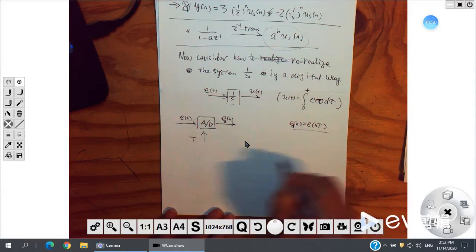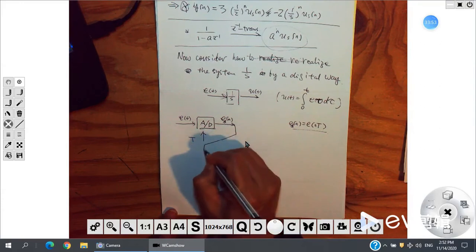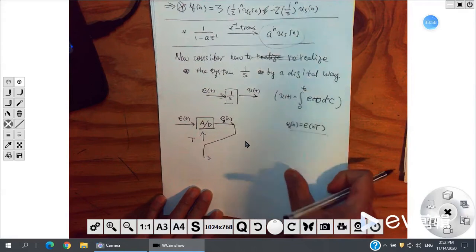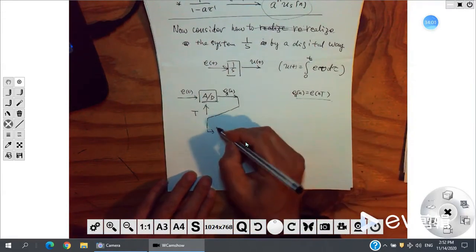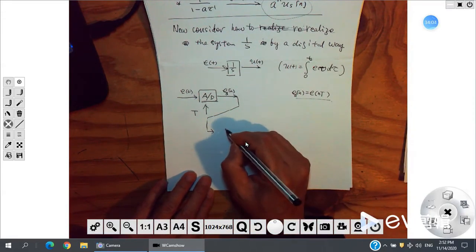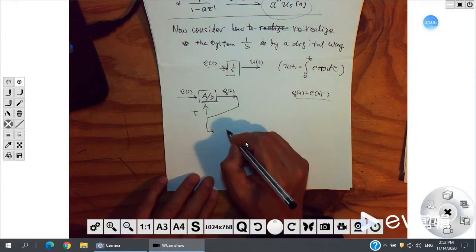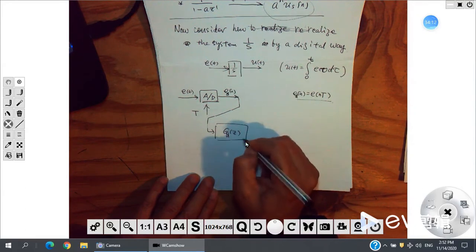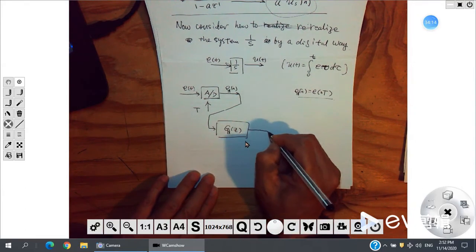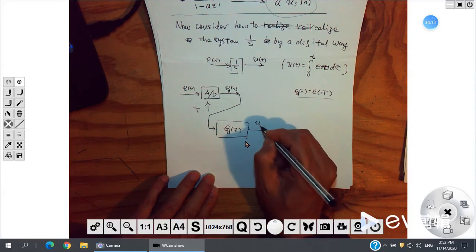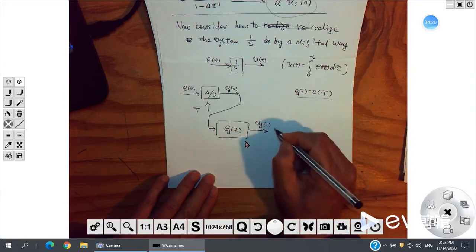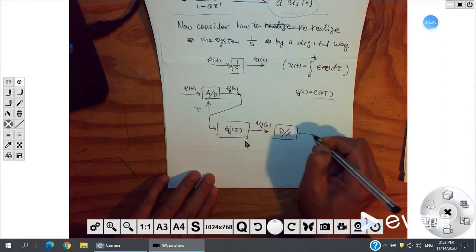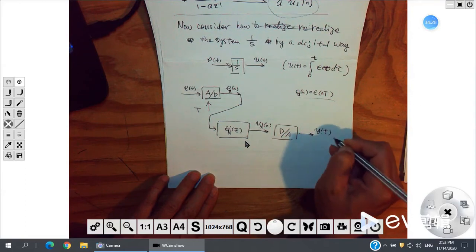Alright. So Ed of n is this one. And this one then goes into a system. I still use the transfer function to denote it. I don't know what it is. I just say this is GD of Z. We want to find it. Then the output will be, I say, UD of n. Then for UD of n, we do a digital to analog converter. We will have Y of t.